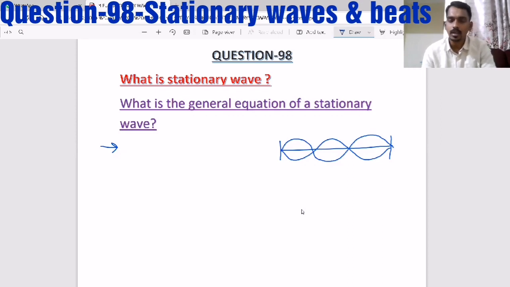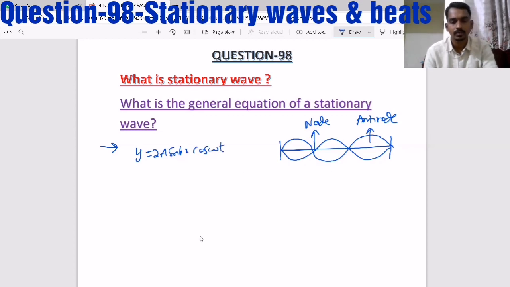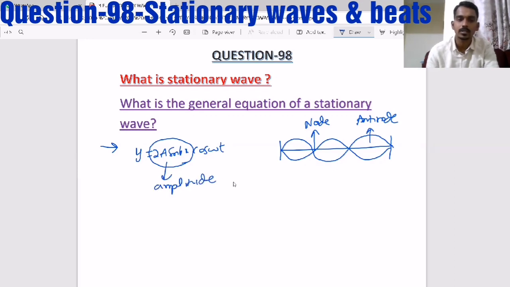So the energy is not carried continuously in any direction. The energy is confined between two positions. Such a wave we call a stationary wave, and here the point where the displacement amplitude is zero is called a node. The point where it is maximum is called an antinode. And the general equation is 2a sin kx cos omega t, where this is the amplitude. So the amplitude keeps on changing.